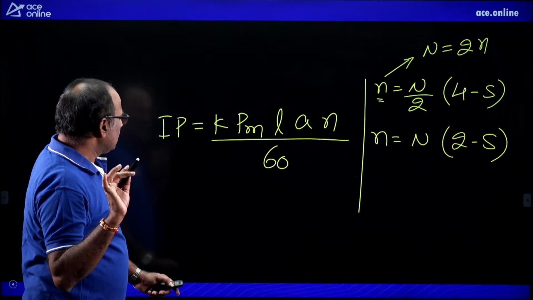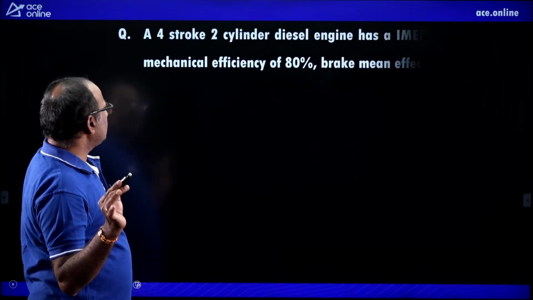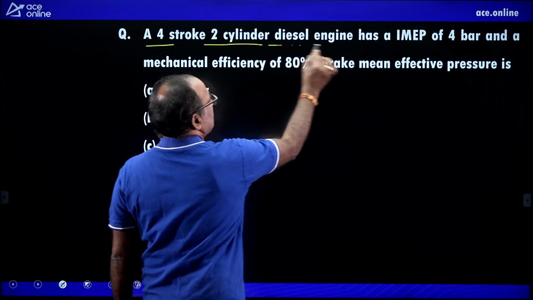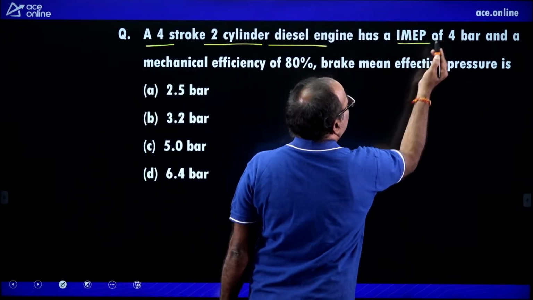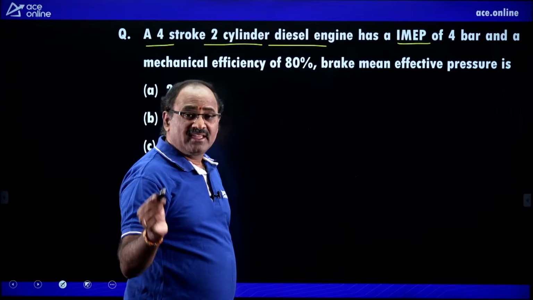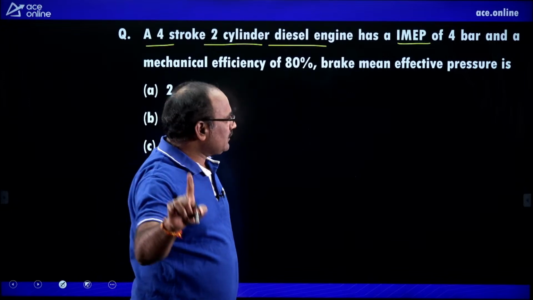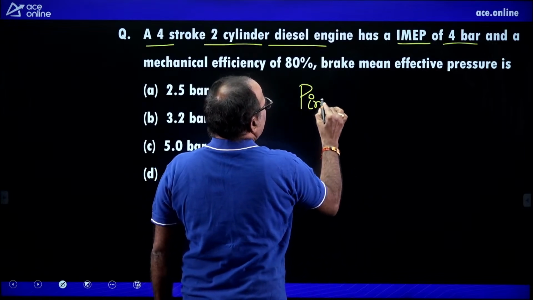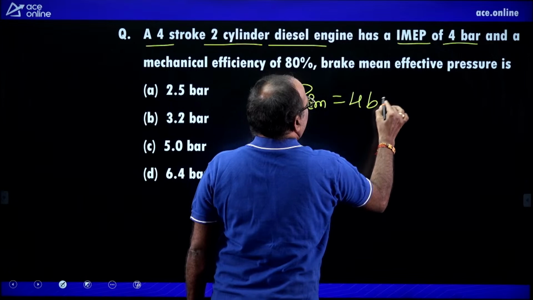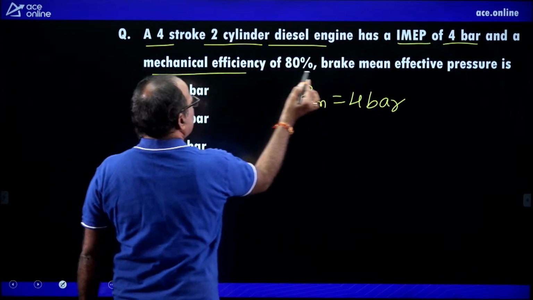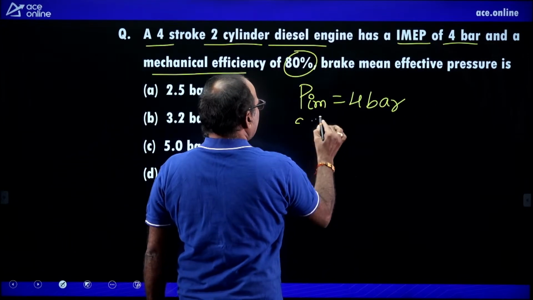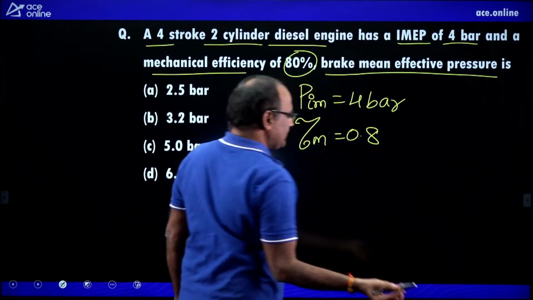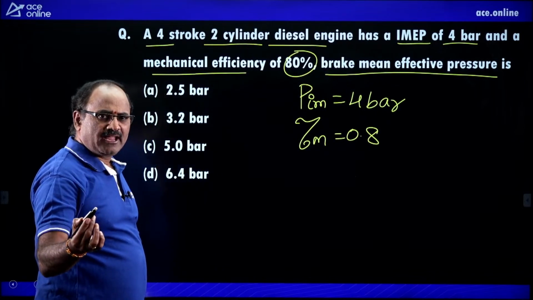Okay. Similarly, look at the next question. Try to read it clearly. It is asked like this. A 4-stroke 2-cylinder diesel engine has IMEP. What is IMEP? Indicated mean effective pressure. The indicated mean effective pressure given is 4 bar. Okay? And a mechanical efficiency of 80%. Mechanical efficiency, that is, 80% or 0.8. Brake mean effective pressure is how much? You are asked to determine brake mean effective pressure.